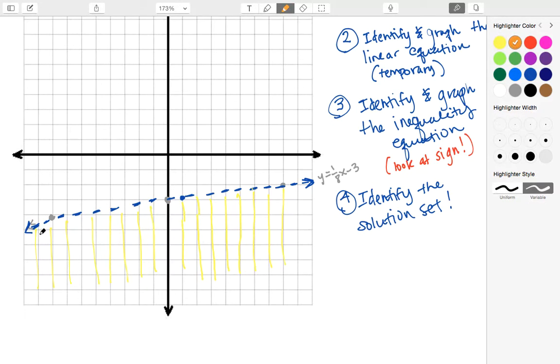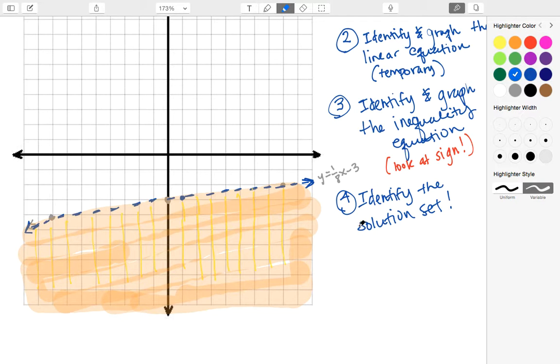And I can do this in orange so you can see this. So everything right below this will be shaded in, right? So I can include all of these values below this dashed line, but not the points on this dashed line, okay?